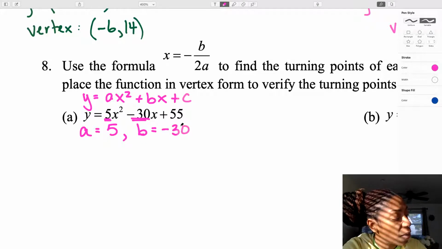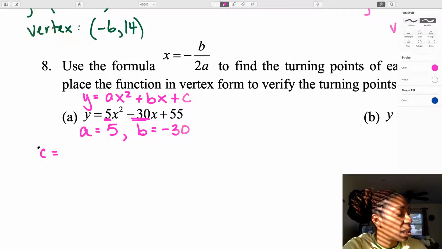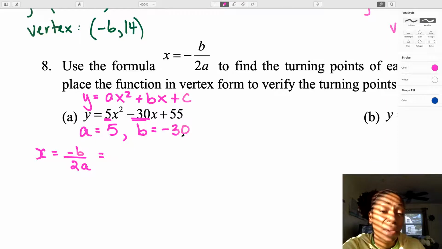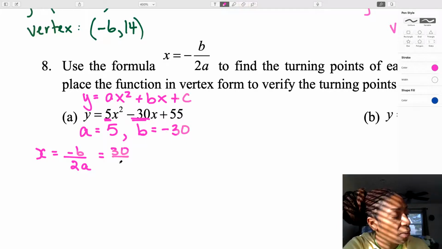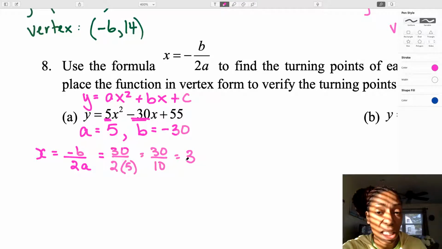So we're going to carefully plug these in. Not c, x. X equals negative b over 2a. So if b is negative 30, then negative b, which means change the sign, is positive 30, divided by 2 times a. A is 5. So we have 30 divided by 10, which is 3. So I know the x of my vertex is 3.